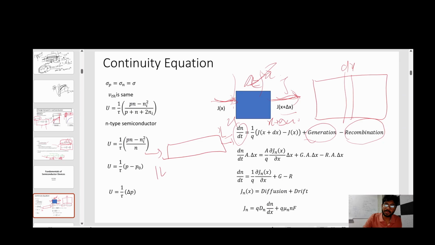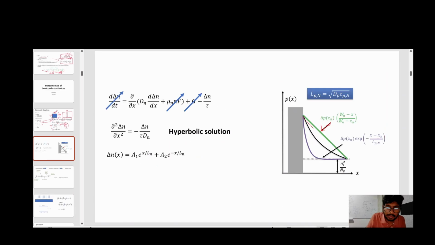We have put this equation for Jn into this equation. First we have to perform the derivative. So this is the change in carrier concentration inside a semiconductor.